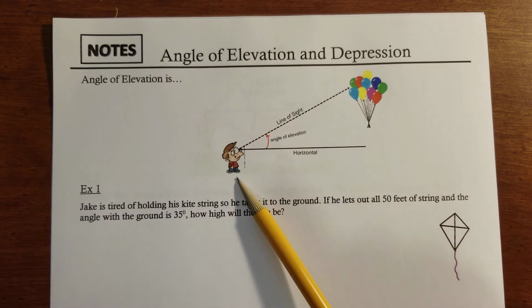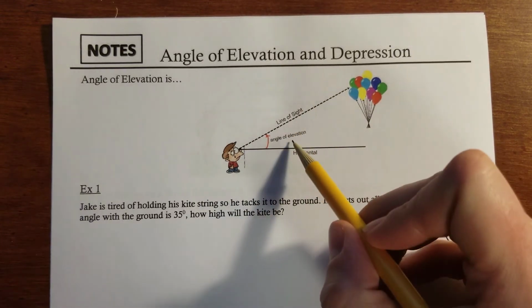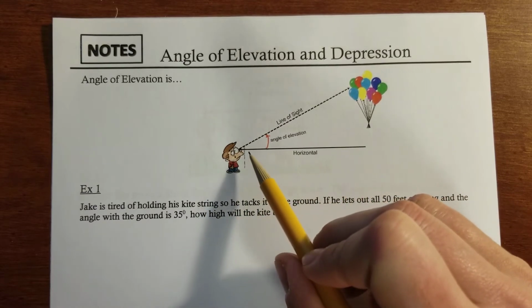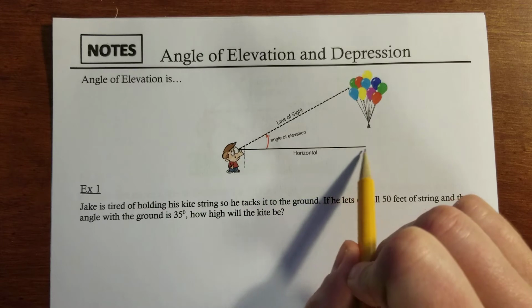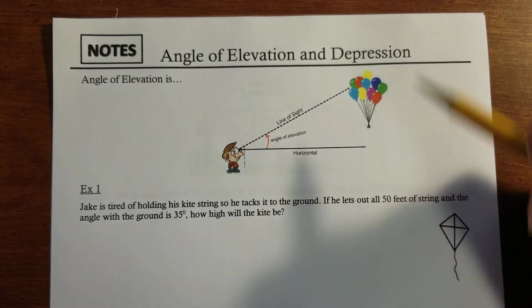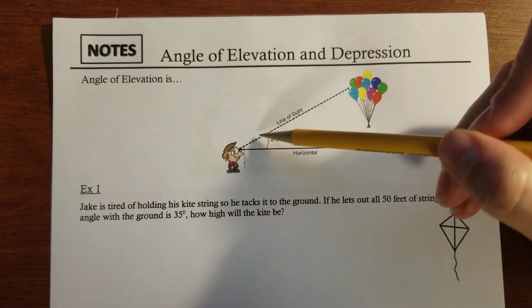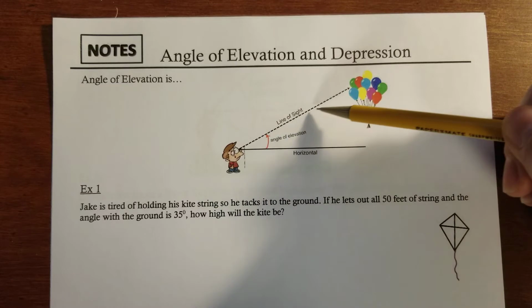So in our picture here, you can see Billy is looking up at those balloons, and the angle that's created between his horizontal neutral line of sight. So when you're normally just kind of looking around, you're looking straight ahead. That's your neutral line of sight. So we're going to call that the horizontal. And then when you look up at something, that is now your line of sight. So Billy's looking up at the balloons, so his line of sight is this dashed line.